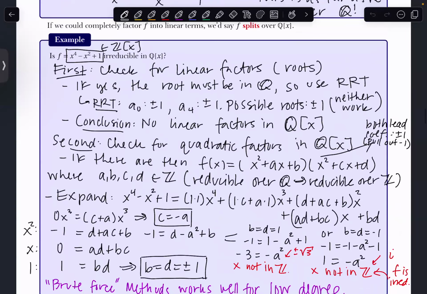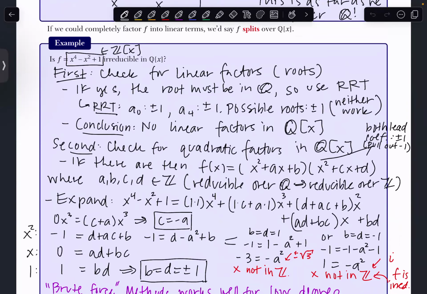We went through another example, again showing our polynomial was irreducible. We first checked for linear factors. Because this has integer coefficients, I can use my rational root test. If it had rational number coefficients, I would clear out my denominator and work with its associate to find roots there, and then use my rational root test. We found that none of these gave us back roots, and for that reason, I can't have any linear factors.